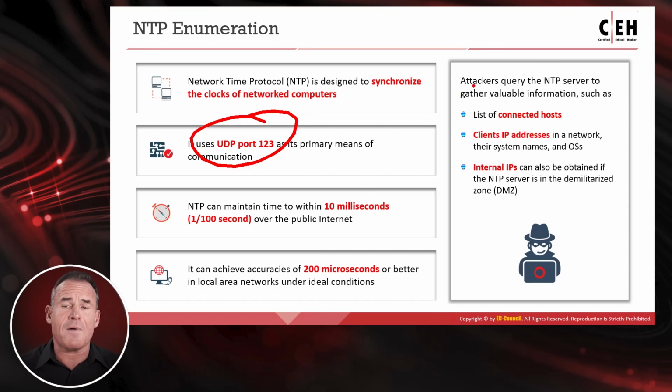Well, if you can compromise an NTP server, you might be able to get a list of the connected hosts, which helps you to identify, again, internal hosts. Client IP addresses in a network, their system names, NOSs, and internal IPs if the NTP server is in the demilitarized zone. So if you can get to it from the outside world and it's servicing internal clients, you got kind of a bank shot into the internal network to identify internal IPs.